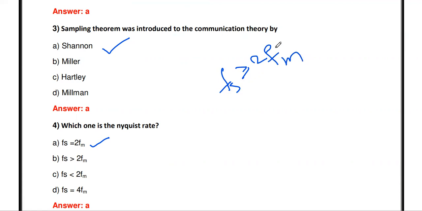So the minimum sampling frequency. In this condition, which one is the minimum sampling frequency? Fs is equal to 2 Fm. So Fs equal to 2 Fm, the minimum sampling frequency or sampling rate, is called the Nyquist rate. Okay, so Fs is equal to 2 Fm is nothing but the Nyquist rate. So this is the condition.